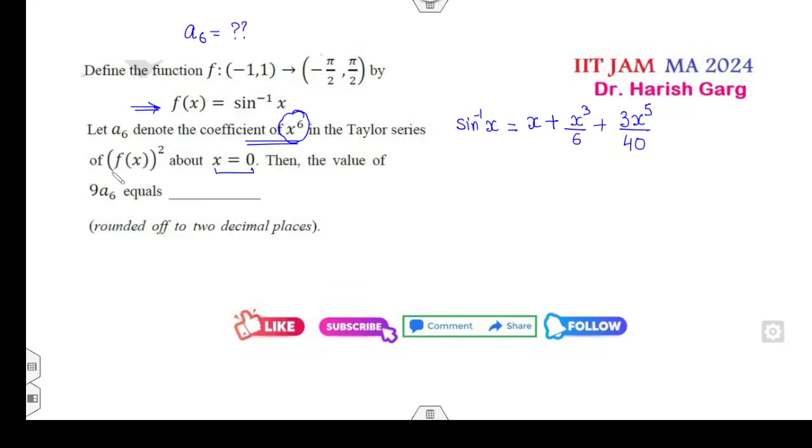Now your target is to find f(x), the whole square. Whole square means I can write the whole square. Fine. Is it okay? Then your target is to find the value of a6. A6 means the coefficient of x raised to power 6. So can you find the coefficient of x raised to power 6?